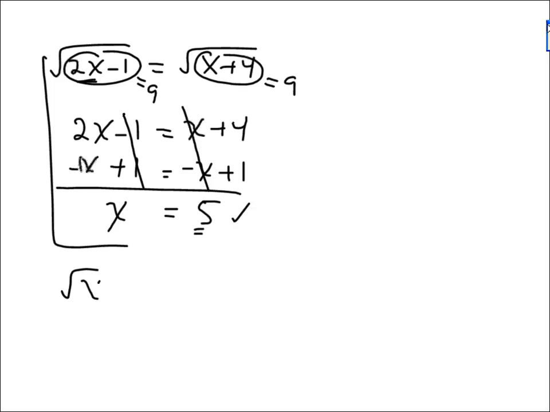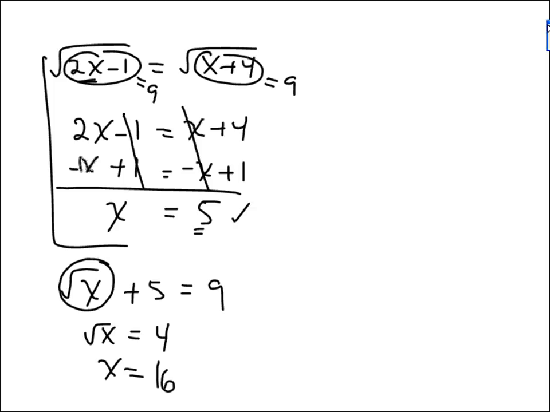You have, for example, the square root of x plus 5 is equal to 9. You should know that's 4. 4 plus 5 is 9. So the square root of x is 4. And the square root of 16 is 4. So x is 16.